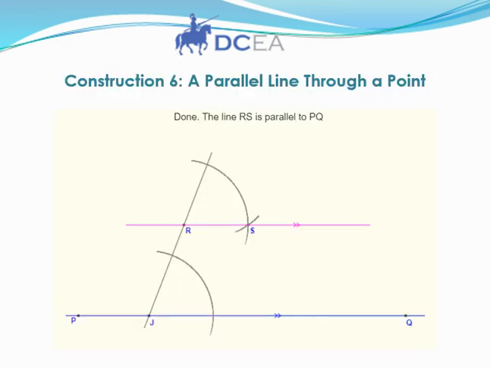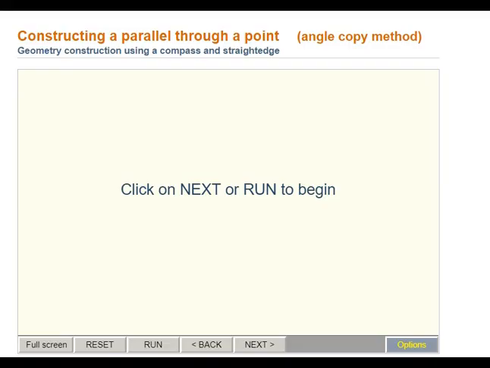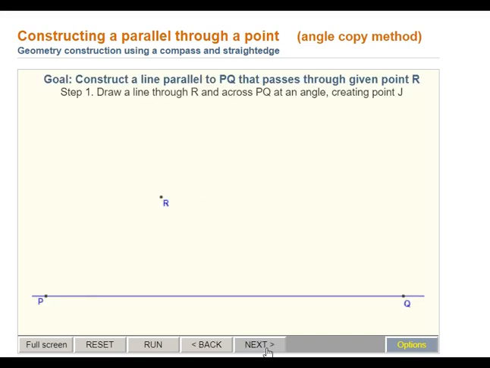So our first construction, construction number 6, is a parallel line through a point. This is a picture of what your construction should look like when it is completed. This construction uses the angle copy method. There are different ways to do this construction, but this is one of the easiest. When you're doing these animations, all you have to do is click Next to see each step.